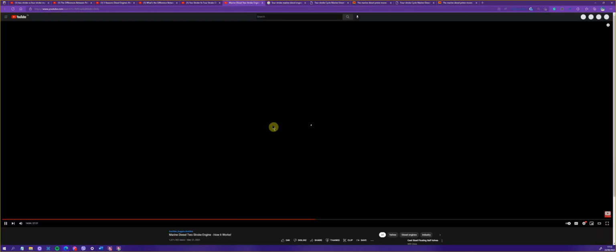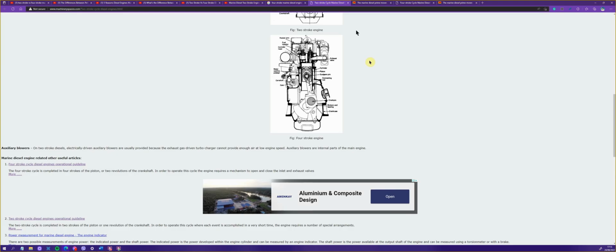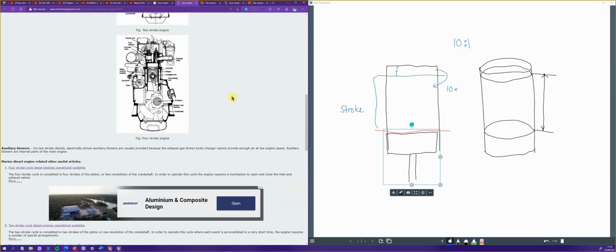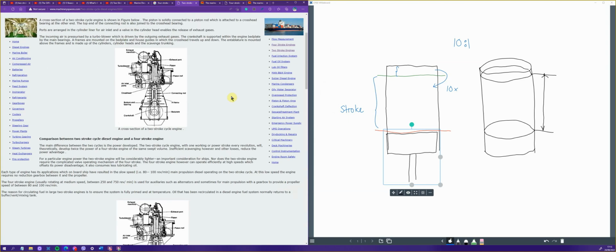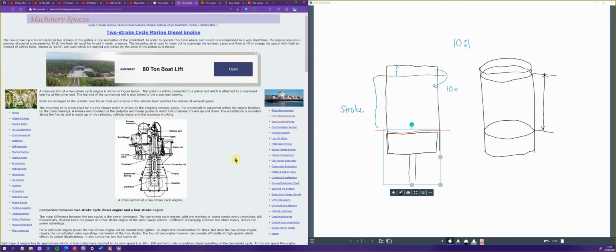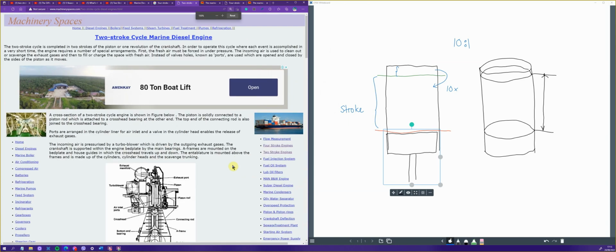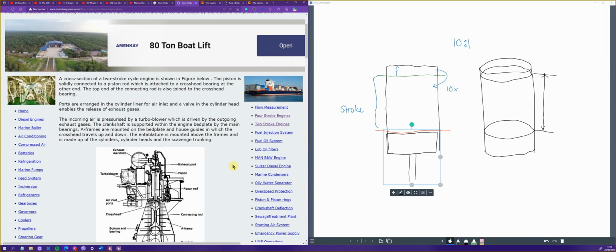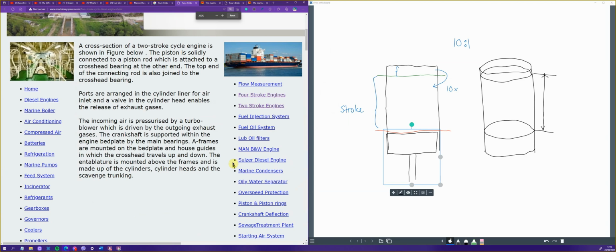So, we can actually look at the video mamaya na. Matagal to. Kaya makita natin yung parts. So, ito. You have a two-stroke diesel engine. Sir, pwede po pa-zoom. Oo, syempre naman. Nakaya natin siya.